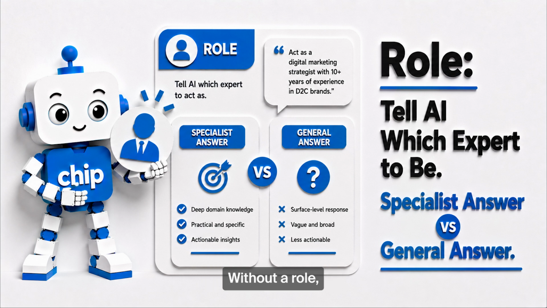Without a role, AI answers like a general assistant, broad and average. With a role, AI answers like a specialist, specific and useful. Always give AI a role.